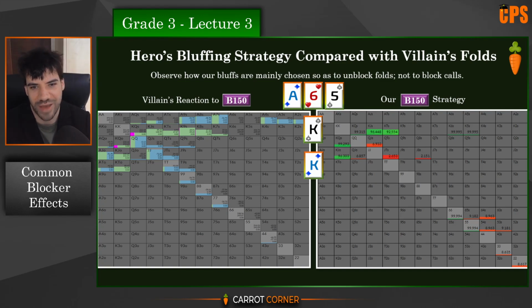Villain doesn't actually have a ton of 6x here. Maybe it does block some calls like 6-7 suited that are opened by under the gun at a low frequency only.